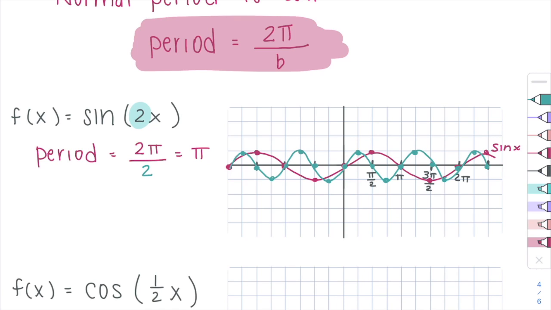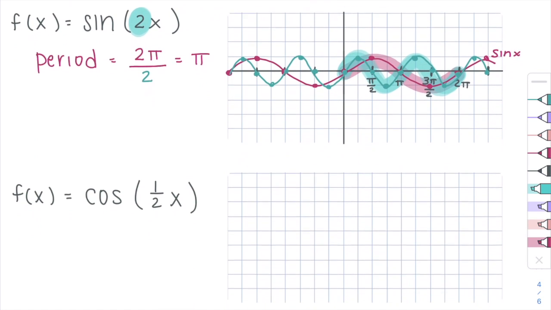Everything happened 2 times as fast. So in the same time that I used to have 1 full period, so before, in my original graph, I had 1 full period here, now I have 2 full periods, because I have 2 full periods in the same amount of time. So that's a way I can check myself. However many, whatever my number is, my horizontal stretch or shrink, that should tell me how many periods I should have in the same amount of time that I had 1 in my parent function.